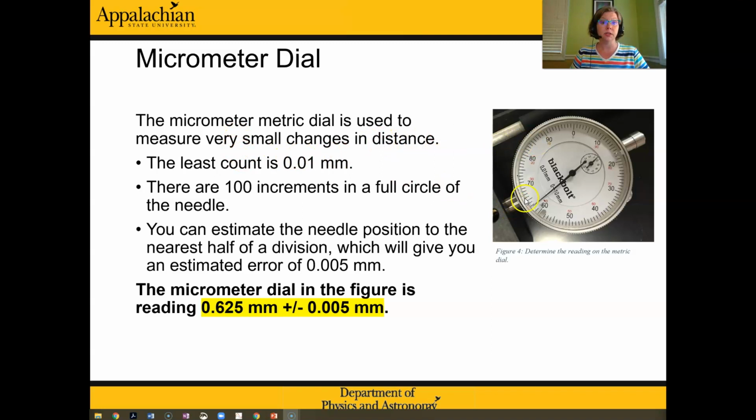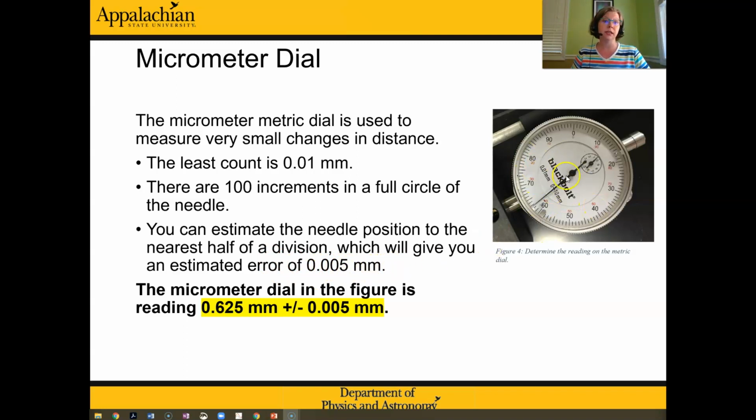The least count, remember that's the distance between two tick marks. The least count is 0.01 millimeters, and there's 100 increments in the full circle. Because the least count is 0.01 millimeters, I'm fairly confident you can estimate the needle position to the nearest half a division, so you could estimate between two tick marks, separating it into 2 halves. That will give you an estimated error of 0.005 millimeters.